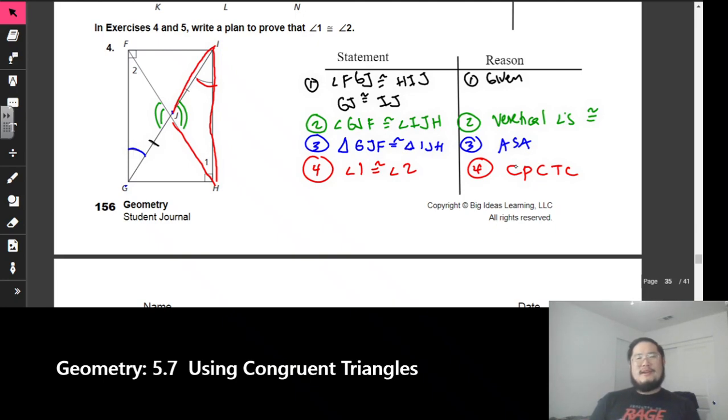Now you're an expert at proving two triangles to be congruent. And then once again, after that, you can prove any side or any angle is congruent as well using corresponding parts of congruent triangles are congruent.